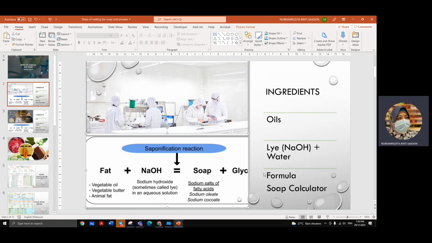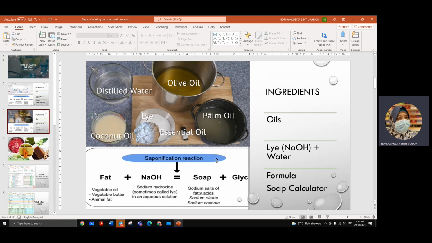In order to produce this bar soap, you need to use a soap calculator. Let me show you the soap calculator. Now before that, take a look at what you need for your production. Actually there are 3 types of oil that we can use. You can have more than 3 types of oil, or you can have only 2. It depends on you. But you need to know the characteristic of the oil when you want to produce the bar soap.